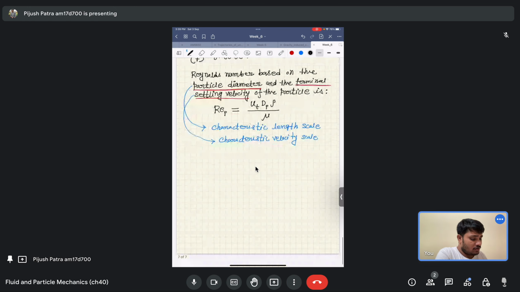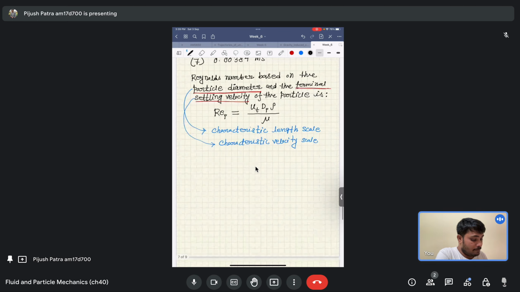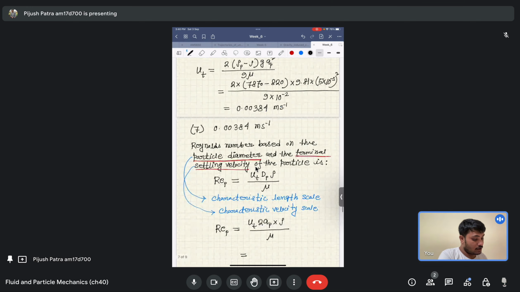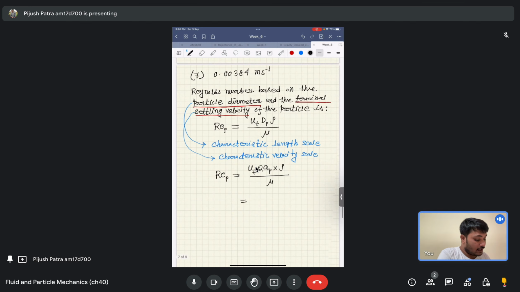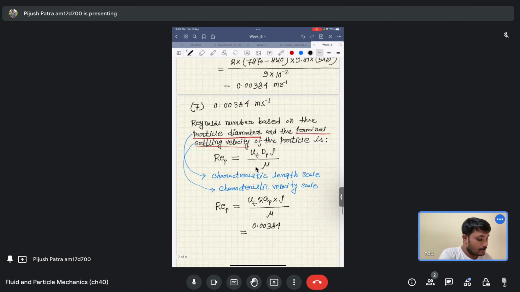Now this is very simple. So what is REP? This REP is equal to UT into 2AP, 2 into radius, which is the diameter of the particle, into rho divided by mu. Just put the values. What is UT, which we calculated just a few minutes back? It is 0.00384. Am I right? 0.00384.